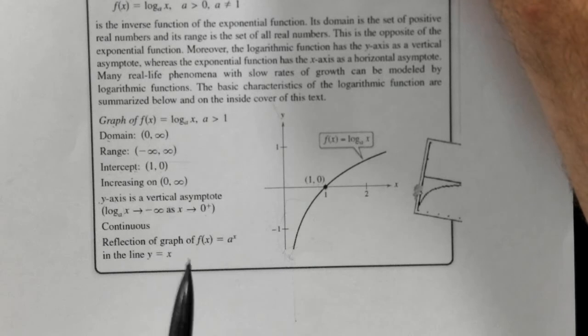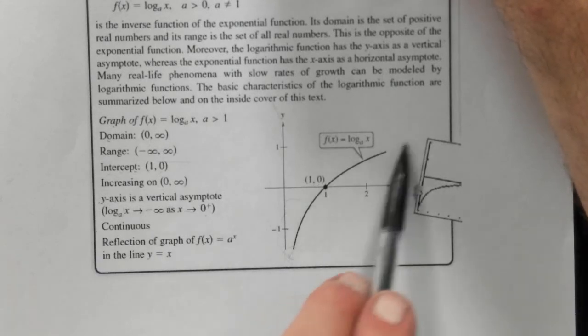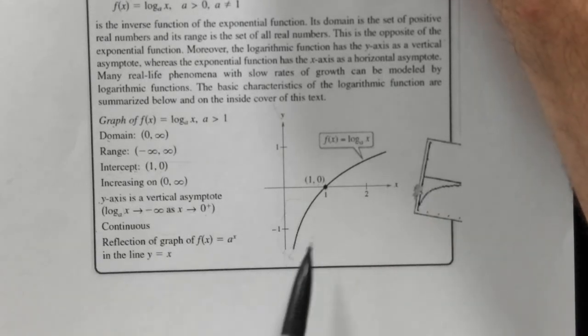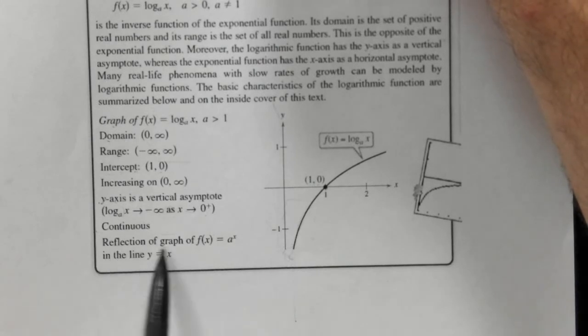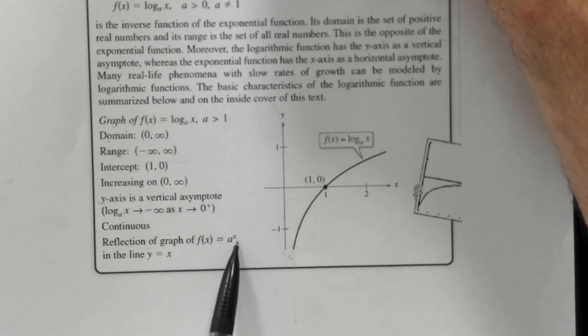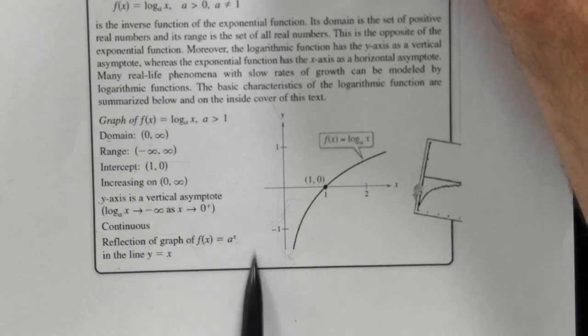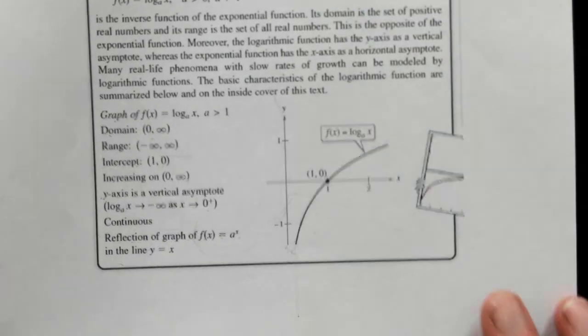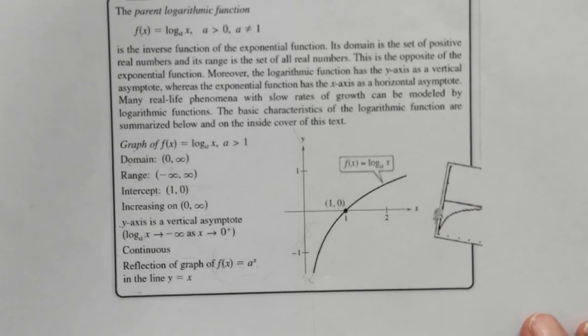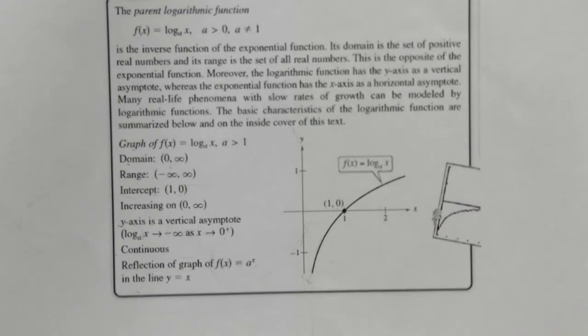So we can verify that. It's continuous. It's not broken anywhere. No holes in the graph or jumps or anything like that. And it's a reflection of the graph of f of x equals a to the x power through the line y equals x. Why? Because it's the inverse of this exponential function. So these are the characteristics that we're going to be looking at for various logarithmic functions. Really that's all we're doing in this section. We're not calculating anything with log yet, but that part is coming in subsequent sections.